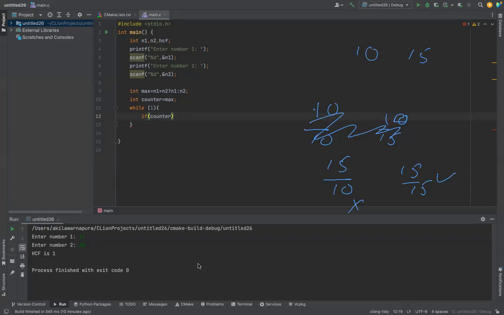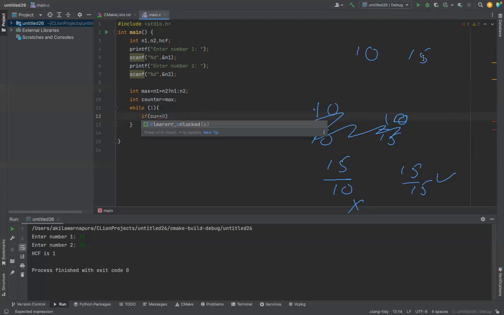Now what you can do: if the counter variable modulus n1 equal 0. Previously what you did was n1 modulus count equal 0. Now what you have to do? Now we have to use the opposite. Now you have to use the counter variable.